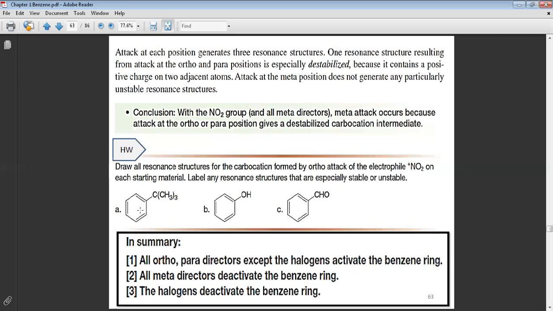This will go to the nitration reaction. This will go to the nitration reaction. This will go to the nitration reaction. Draw all the resonance structures and see which is the best, ortho, para or meta, for this and for this and for this. This is an exercise for you.